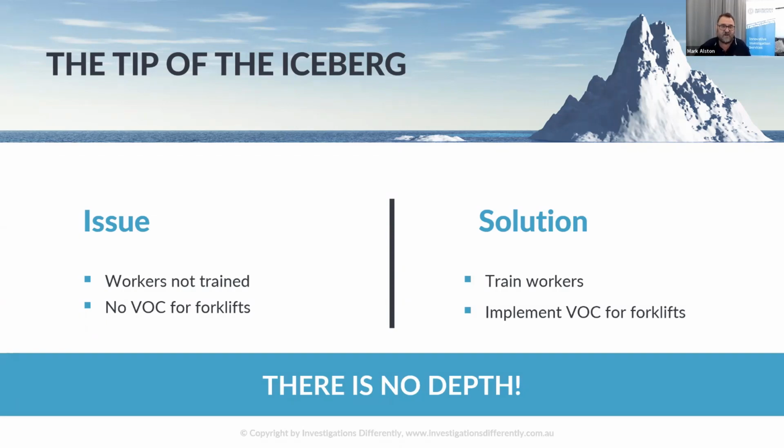Why weren't the workers trained? Why is there no VOC process for forklifts? Workers weren't trained because maybe there was no training needs analysis. Maybe there weren't enough trainers involved. Maybe it gets down to the resourcing of the training department. Maybe it's not resourced at all. Maybe we don't do these things. No VOC for forklifts? Well, maybe we didn't consider VOC as being a credible part of our training management system.